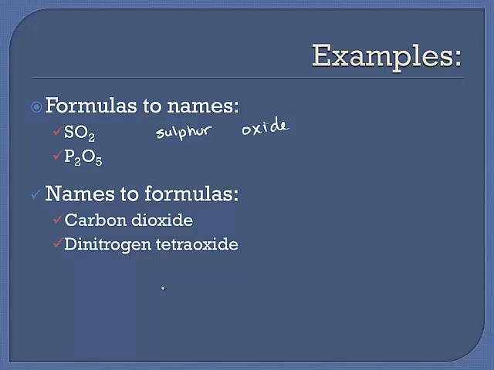When we place the prefixes on, the first element only gets a prefix if it is not a 1. So in this case, we have sulfur, but there's only one of them, so it doesn't get a prefix. The second element always gets a prefix. So there's 2 oxygens, so this becomes dioxide.